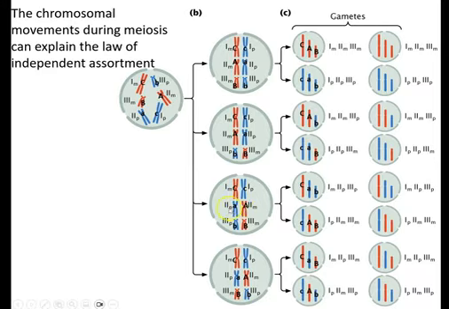But the point of it is, the allele you get for gene A has no bearing on the allele you get for gene C or gene B because they can all line up independently and separately.